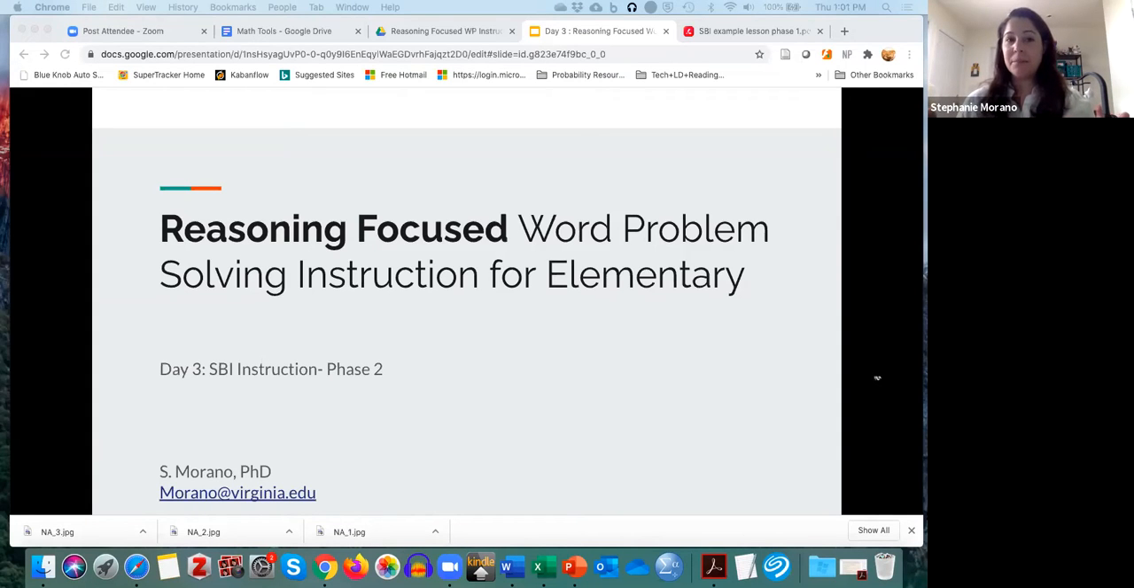So yesterday we talked about phase one instruction, where we're really focused on helping students reason through the different problems and identify them as a problem within one of the schema categories, and then map information from the problem onto the diagram. Today, we're going to look at problems that do have missing information and work through the whole process all the way up through solving and checking.